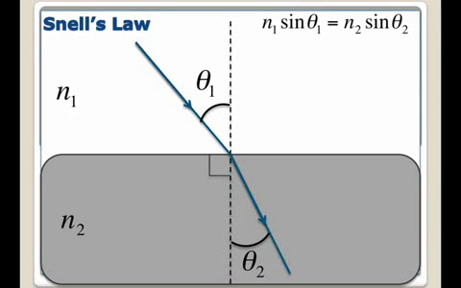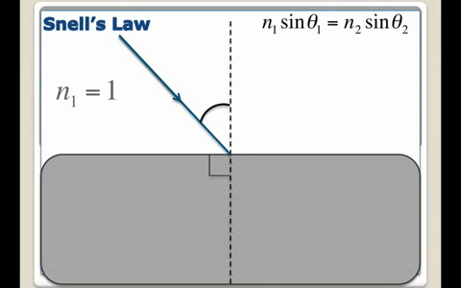Here we see a diagram of light passing from one media to another. The refractive indices are labeled as N1 and N2. The angle of incidence is theta sub 1 and the angle of refraction is theta sub 2. Note that the dashed line is perpendicular to the surface and that the angles are measured from that perpendicular line.